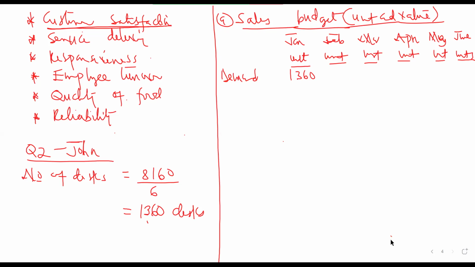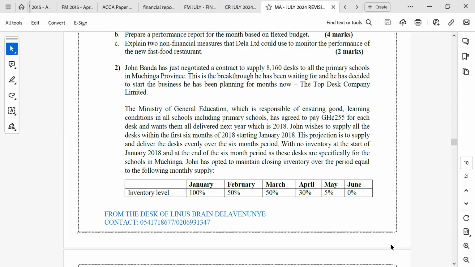If you look at the question, the number of desks to supply is 8,160. And it says that it will be supplied evenly for the month. It will be supplied evenly. So we have 6 months. So it means that if it will supply evenly, then we divide the number of desks by the 6 months, which gives us 1,360. So the demand for each month will be 1,360.